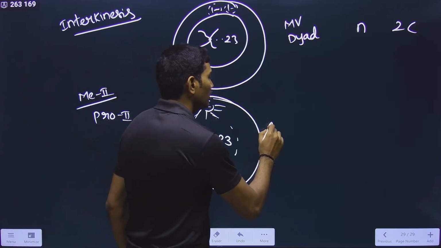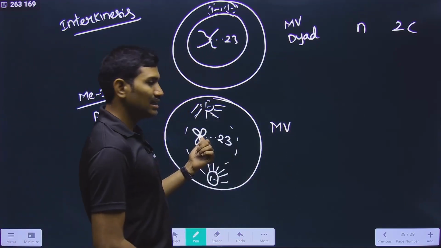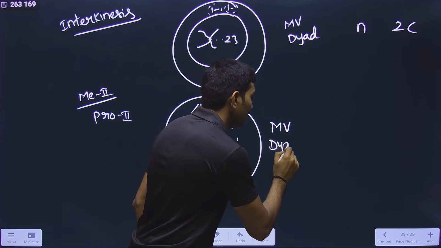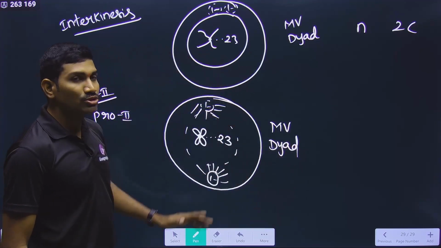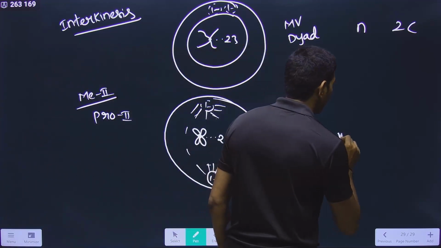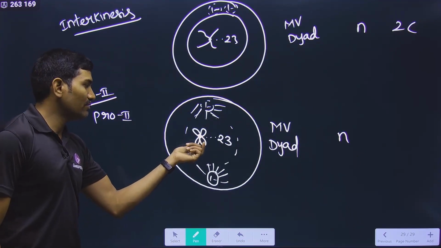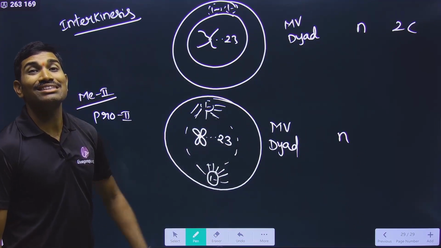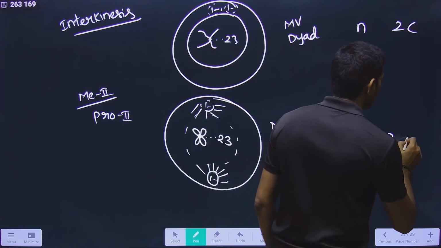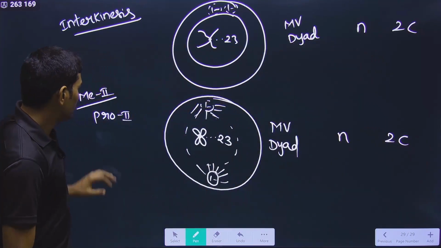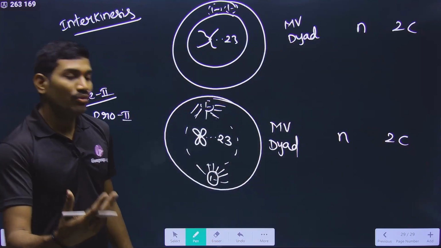And here it is monovalent, but still it has 2 chromatids, so it is dyad. The number of chromosomes is 23, so it is haploid. And each one has 2 chromatids, so it will be 2 into 23, 46 DNA molecules, so it is 2C. Understood or not? This is for prophase 2.